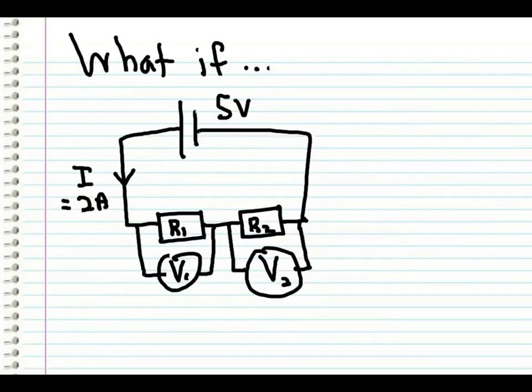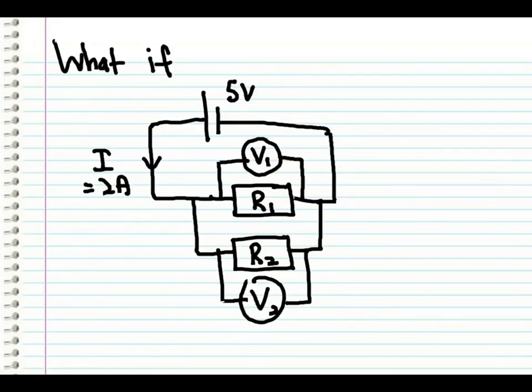Now, what if we have the following circuit, where we have two resistors R1 and R2 connected side by side? Will the current flowing through each resistor be 2 amperes? Will V1 and V2 be equal to 5 volts? What do you think? Or something like this, where we have two resistors R1 and R2 connected in parallel. Will the current flowing through each of them be 2 amperes? Or will the potential difference V1 and V2 be 5 volts?